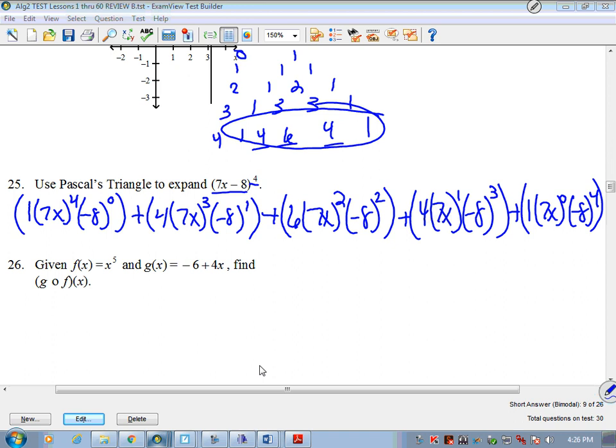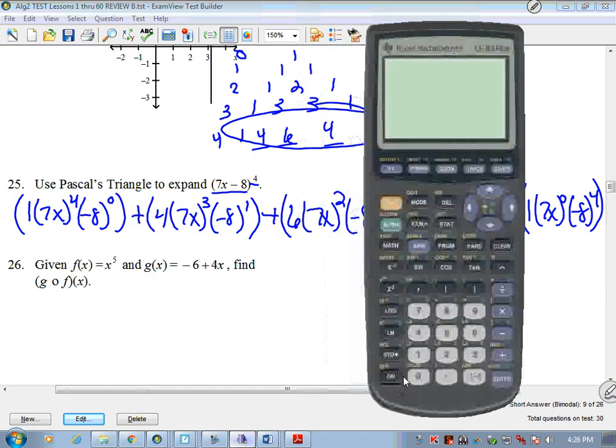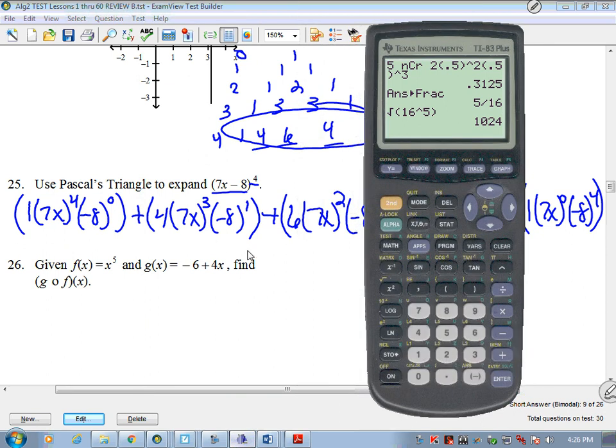All right, so let's run our calculator, and from left to right here, try to figure this out. We've got 1 times, we know that negative 8 to the 0 is just 1, so that's not really going to change anything. Neither is the 1 out front, but what we do need is 7 to the 4th. Okay, that's 2,401 x to the 4th. Okay, so we've got that one. That one's all done.